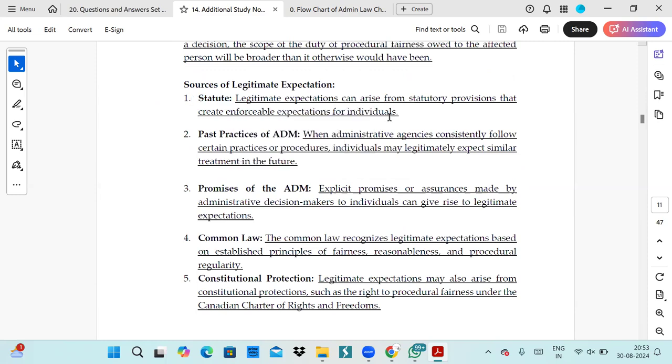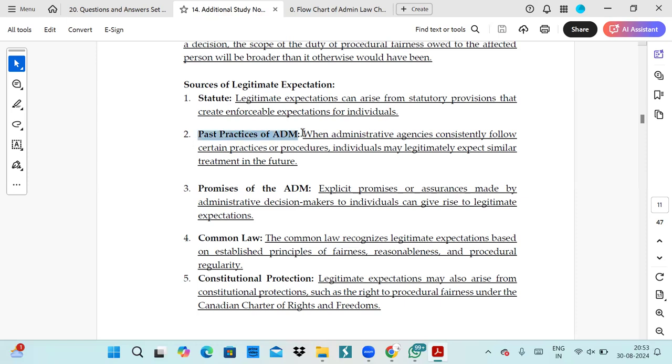be given? Now, in your exam question, if there is a law enabling statute and they have told that this enabling statute under section 5 says that the person should get an oral hearing, that is a statutory legitimate expectation, right? So you have to identify and write, okay, what type of legitimate expectation is present in this particular case.